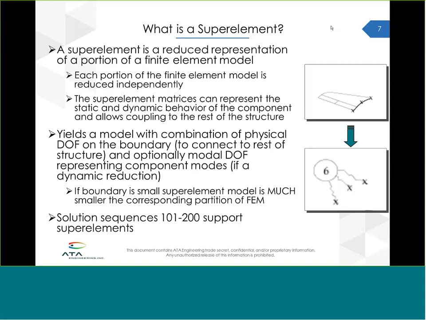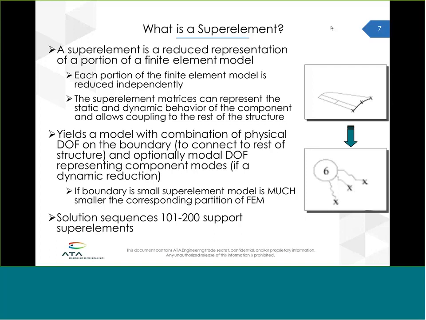So the process takes each portion of the model and reduces that independently, really into a matrix. And then that matrix, along with a few boundary degrees of freedom, can be coupled together to make a system. Those matrices can either be just a static representation, or they can include some internal dynamic behavior. And then you take that and couple that to the rest of your structure to assemble the system level.